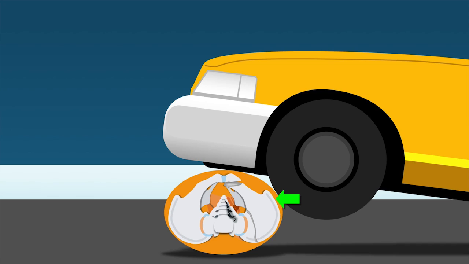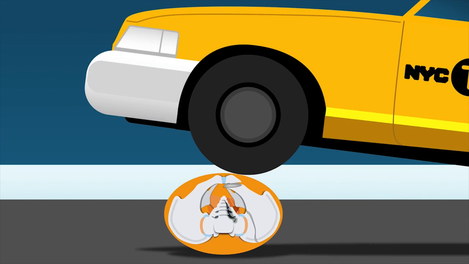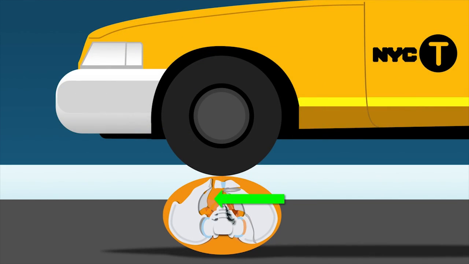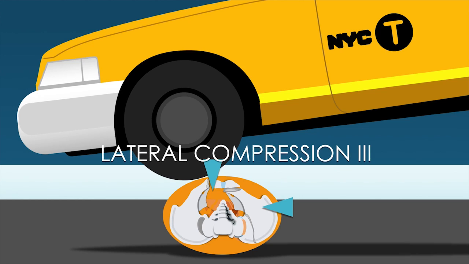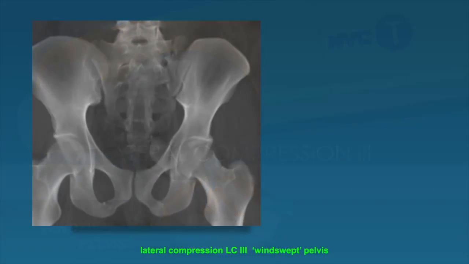The initial force is a lateral compression driving the left, or the patient's right hemipelvis in this case, in medially. As the wheel moves over top of the patient, the force continues across and ultimately starts to drive not just laterally, but anteriorly, posteriorly on the contralateral pelvis. That's the type 3 injury. That is our windswept pelvis.